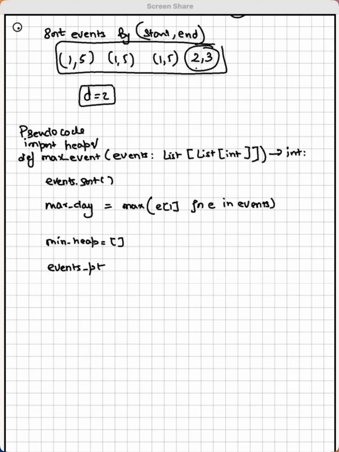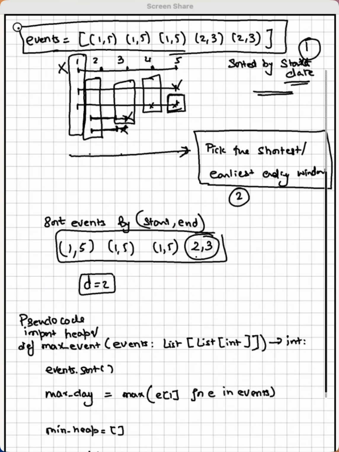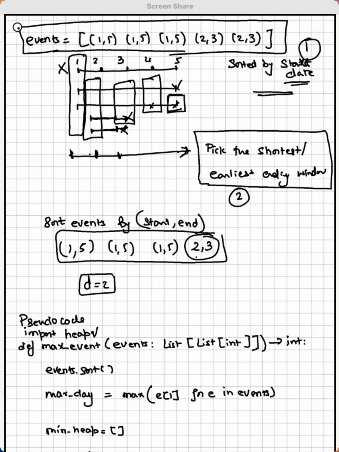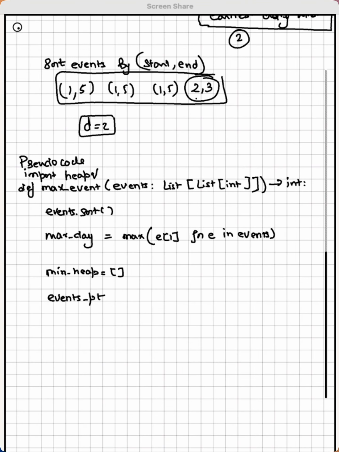As we progress day by day, I am also creating this window. This window is actually nothing but the min heap, and this particular min heap will always give me the event first with the shortest end time. So that's what we want to execute here. So we have a min heap here, and at the same time the pointer to keep progressing through the events.